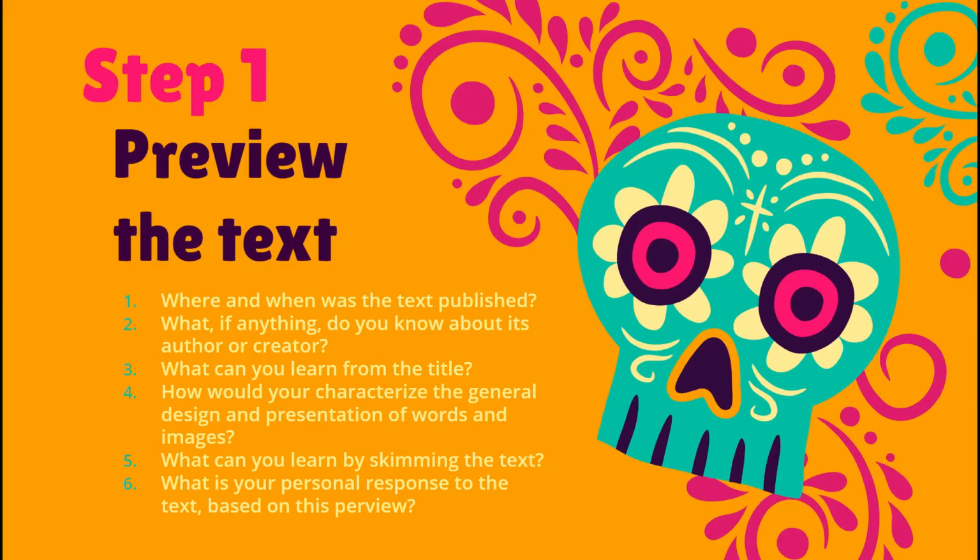And so step one would be to preview the text. So if you find an article about your social issue, then you go through and see when and where it was published. So was it published 10 years ago? Then it's probably not reliable anymore. Things have changed. Was it published last week? Then it's probably pretty good. What do you know about the author? If it's not at the top of the article, sometimes it's at the bottom and it gives a little bio about the author. So you check to see if they're credible.